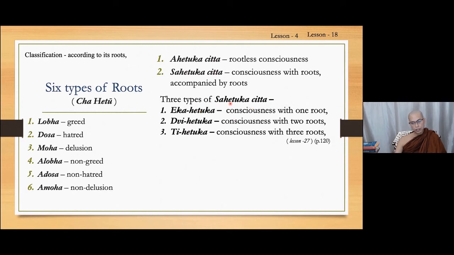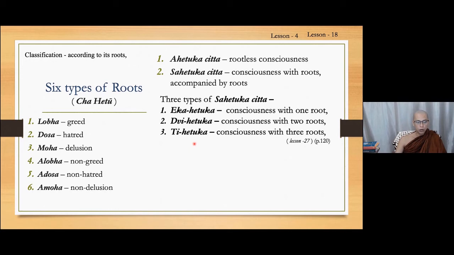Among the sahetuka citta also, if that consciousness is accompanied by only one root, it is called ekahetuka citta. And if it is accompanied by 2 roots, it is called dvihetuka citta, double-rooted consciousness. And if it is accompanied by 3 roots, it is called tihetuka citta, triple-rooted consciousness.